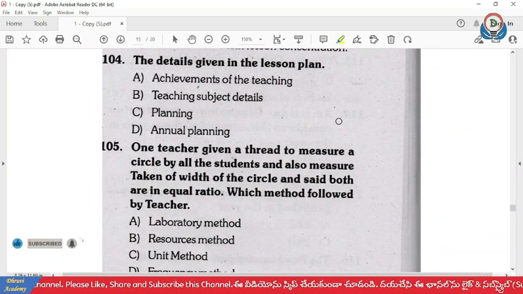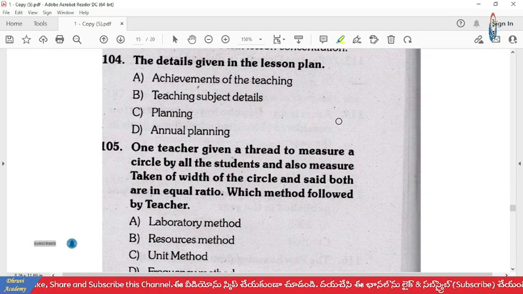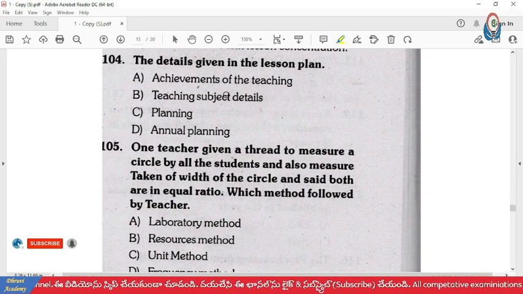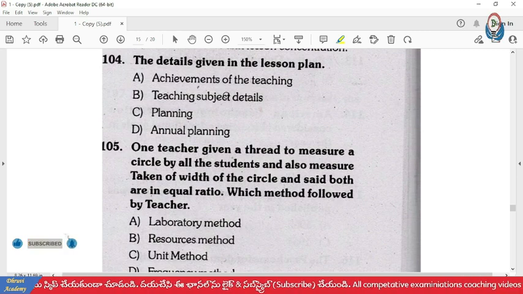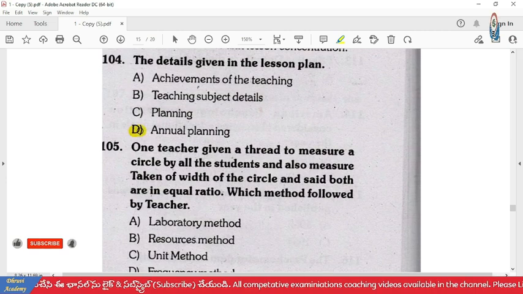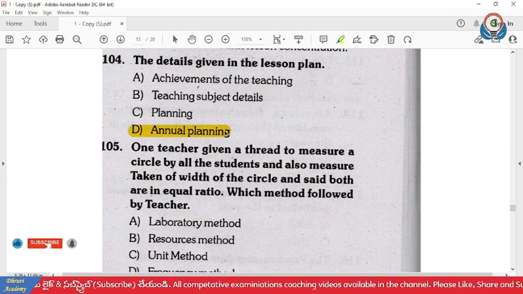The details given in the lesson plan: is it A. achievements of the teaching, B. teaching subject details, C. planning, or D. annual planning? Which is the right answer? The answer is the details given in the lesson plan come under annual planning.